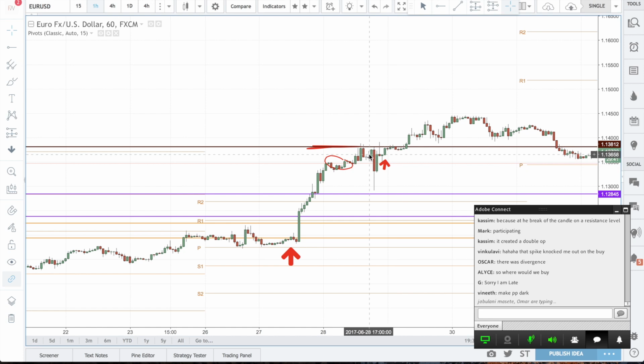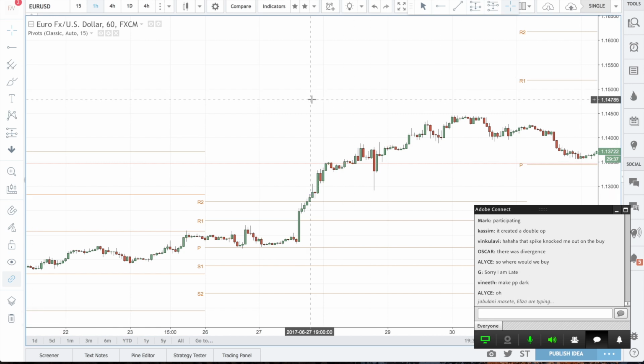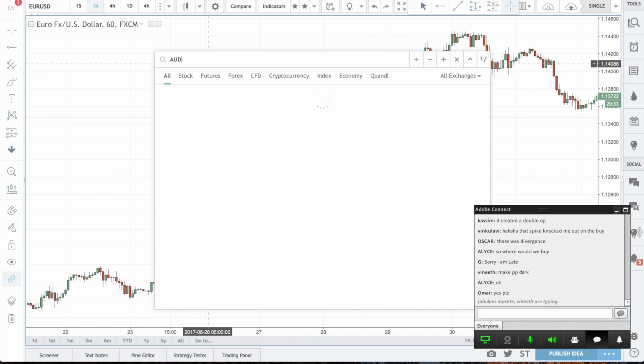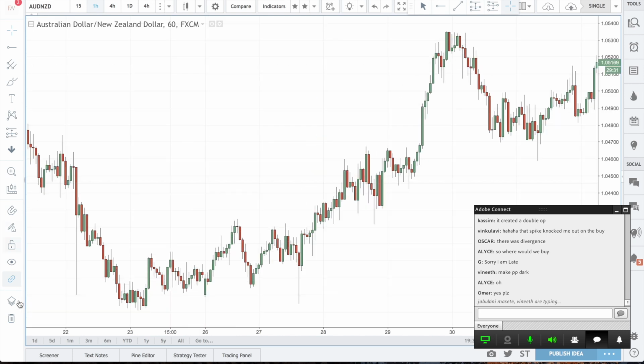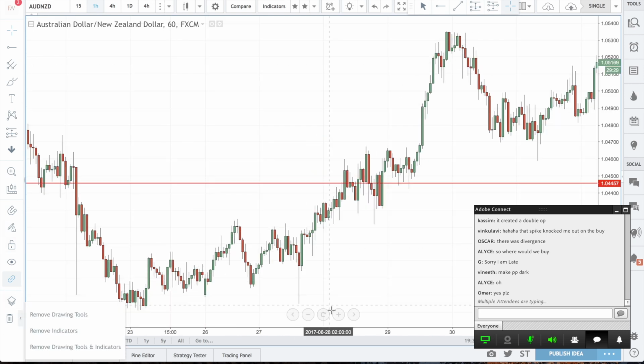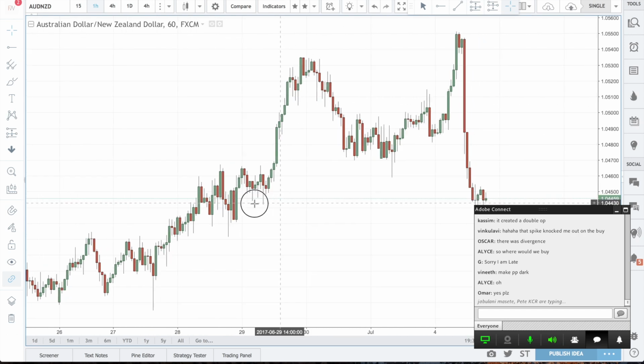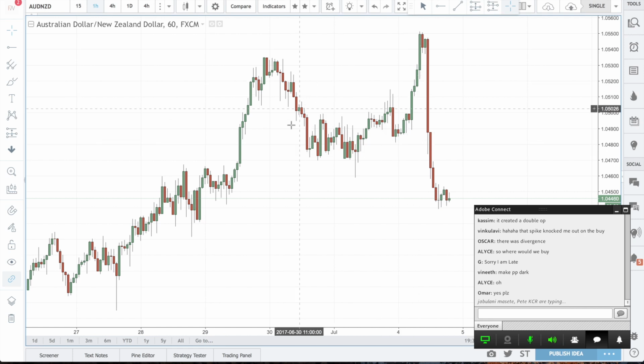Let's take a look at another example, where this will get a little bit clearer. Let's open up Aussie, New Zealand. So we're in Aussie, New Zealand. All right. Can we spot the ranges in this chart?